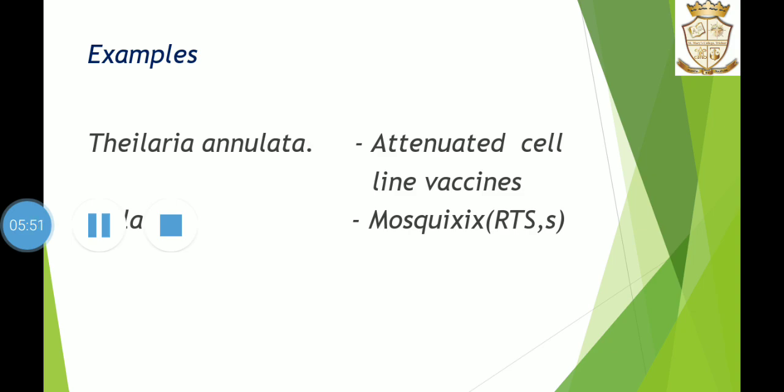There are some examples of parasitic vaccines. The first one is Theileria annulata. It is a parasite, and from this parasite attenuated cell line vaccines can be prepared. Another one is malaria. The host for this vaccine is human, and the vector is the mosquito.